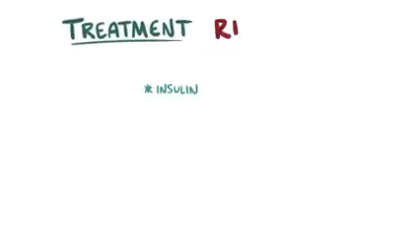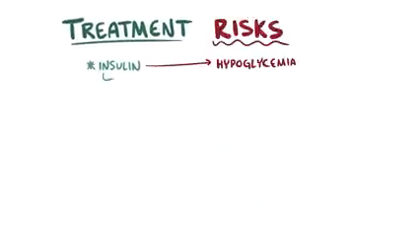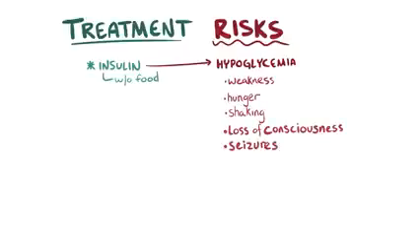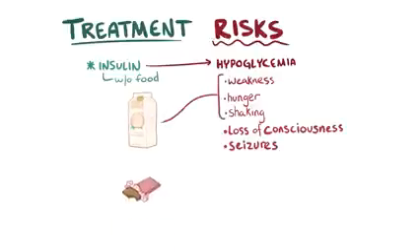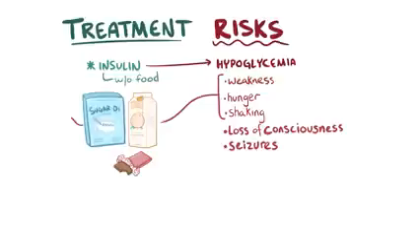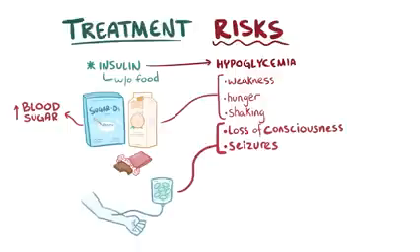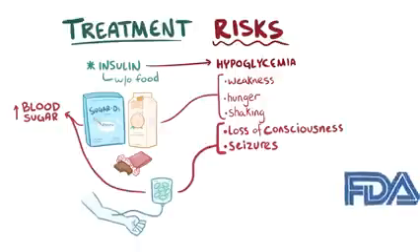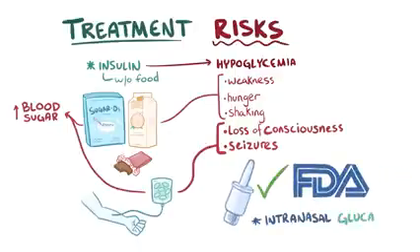Something to bear in mind is that insulin treatment comes with a risk of hypoglycemia, especially if insulin is taken without a meal. Symptoms of hypoglycemia can be mild, like weakness, hunger, and shaking, but they can progress to a loss of consciousness and seizures in severe cases. In mild cases, drinking juices or eating candy or sugar might be enough to bring blood sugar up, but in severe cases, intravenous glucose should be given as soon as possible. The FDA has also recently approved intranasal glucagon as a treatment for severe hypoglycemia.